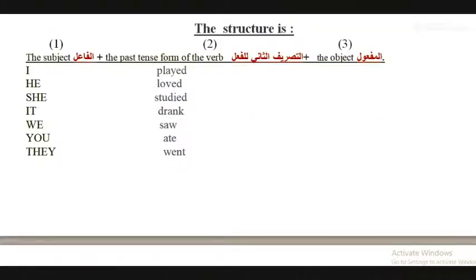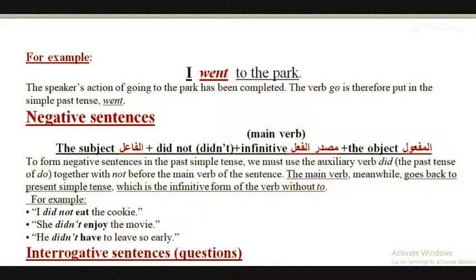The structure is we start our sentence with the subject plus the past tense form of the verb plus the object. The subject, such as I, he, she, it, we, you, they, and here we use the second conjugation of any verb, regular and irregular verbs. For example, I went to the park. The speaker's action of going to the park has been completed. The verb go is therefore put in the simple past tense, went.